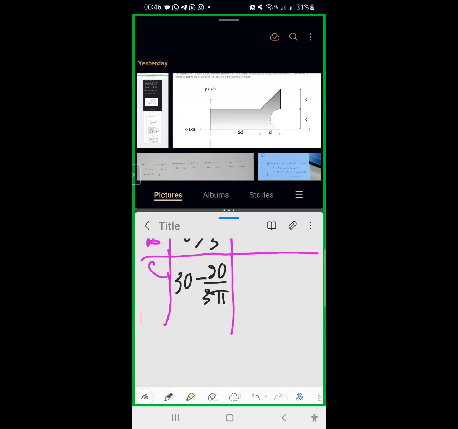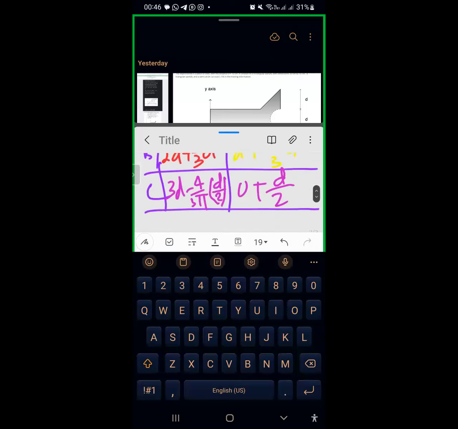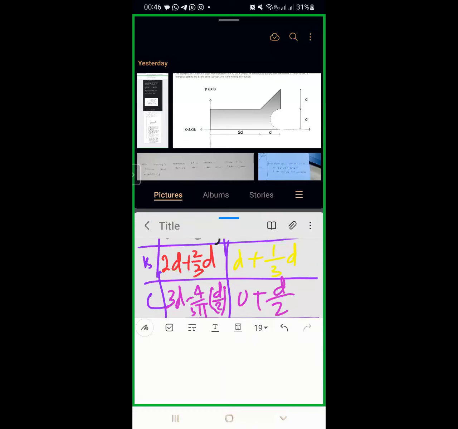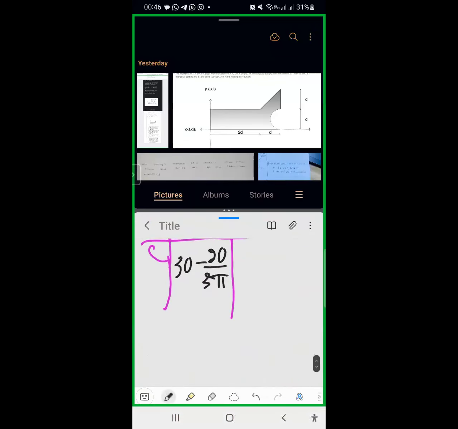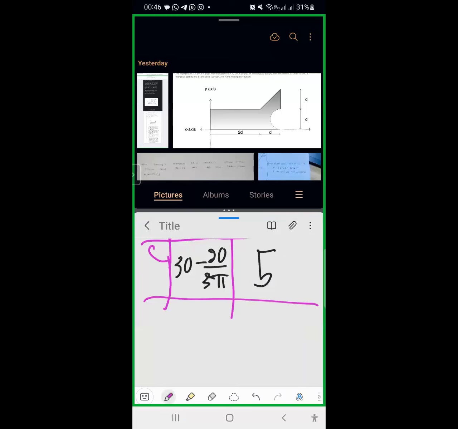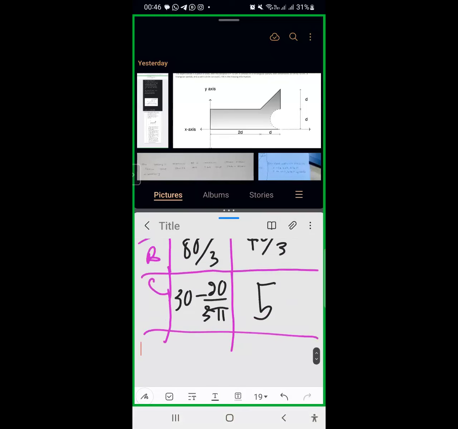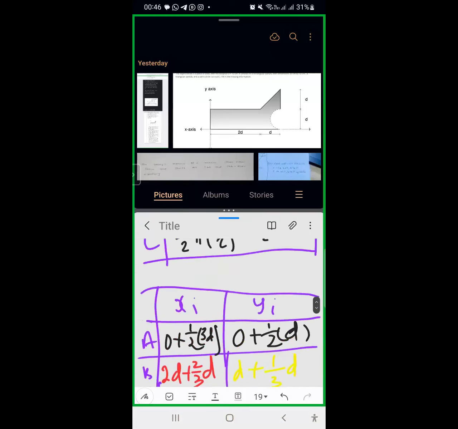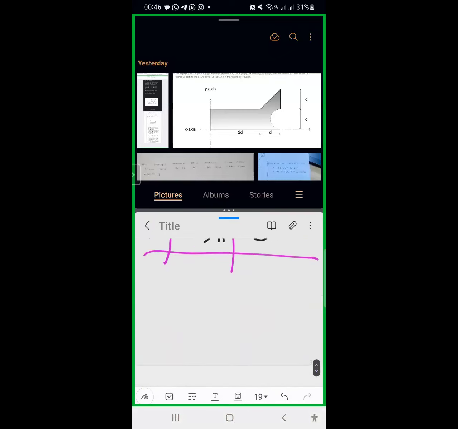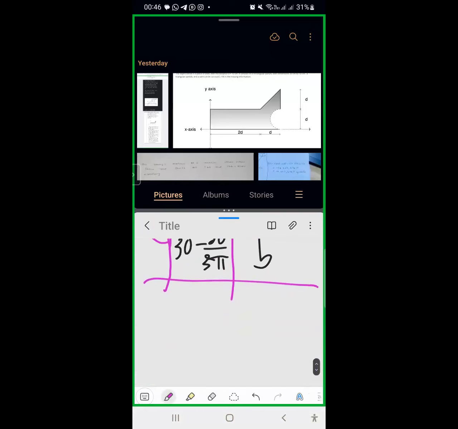So that is our y, and then the x will be 0 plus d over 2. So that is 10 divided by 2, which is 5. We're gonna have 5 here. So these are the values. Perfect. Now we have all the information that we need. We can go ahead and find our center of mass, the polar coordinates of the center of mass.